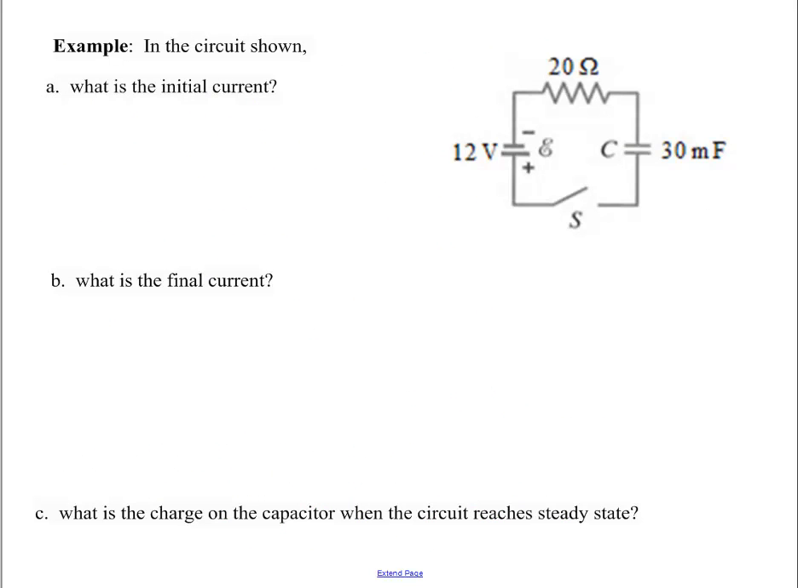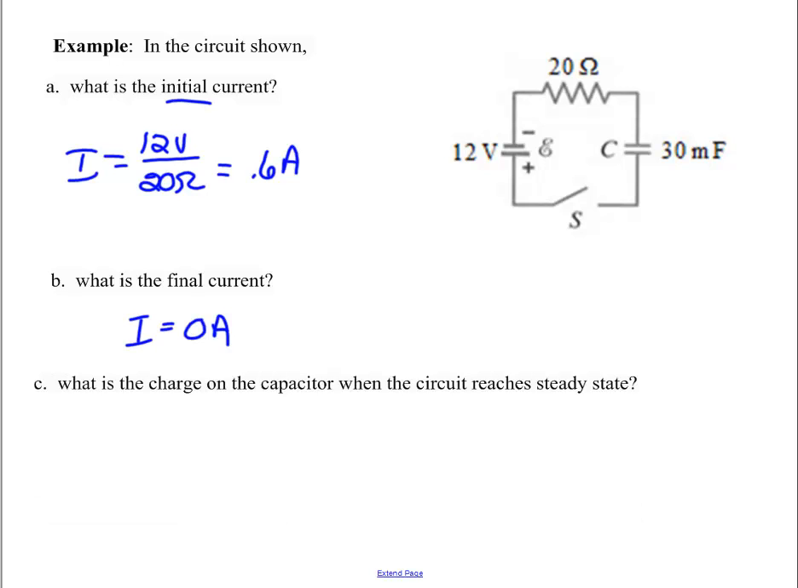Let's take a look at an RC circuit problem. First, we're going to look at the initial current. Remember, when we first close the switch and the capacitor is uncharged, there is current flowing through the circuit. So we treat it as just a regular circuit problem without the capacitor in it. So our current is simply the voltage divided by the resistance, and that gives us 0.6 amps. And that's our initial current, because as the capacitor gets charged, if you remember what happens to the current, it will change. Final current, once the capacitor is charged, is 0.